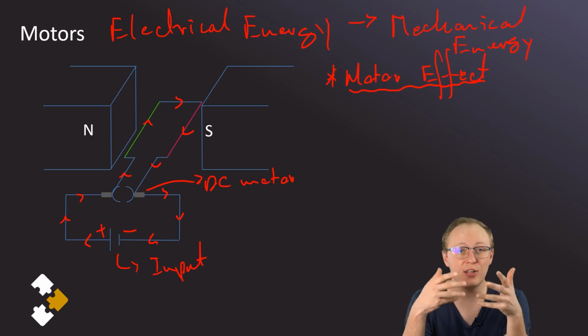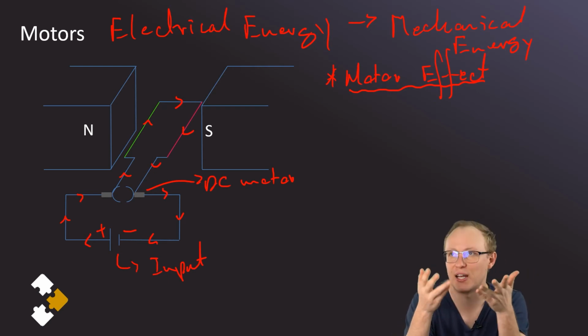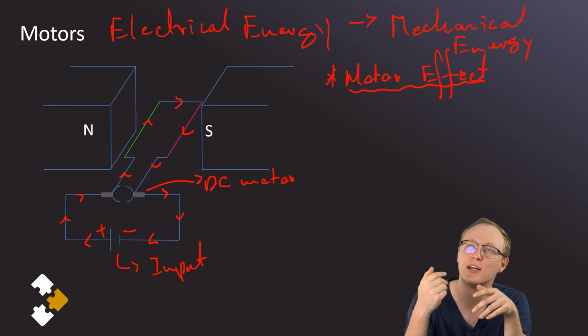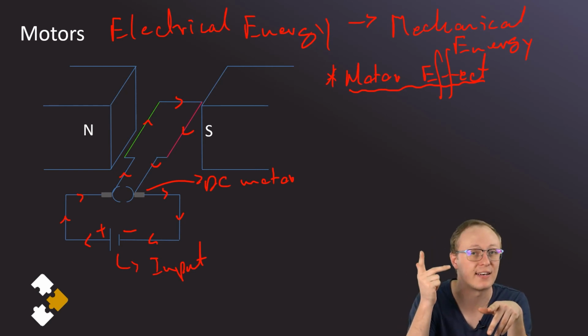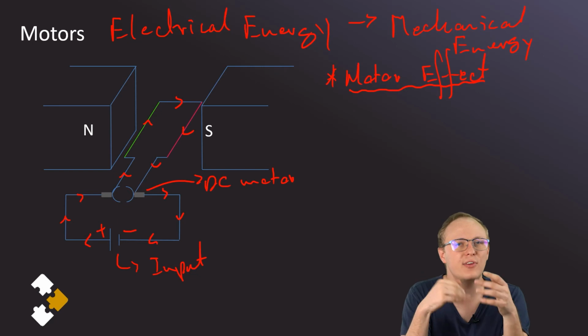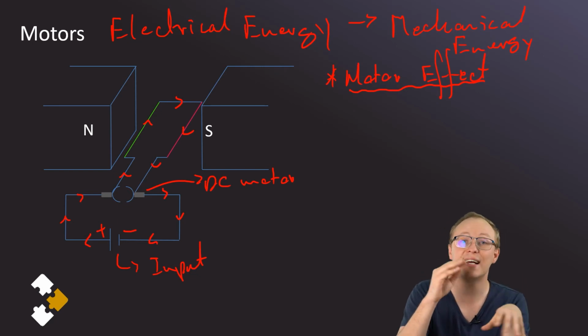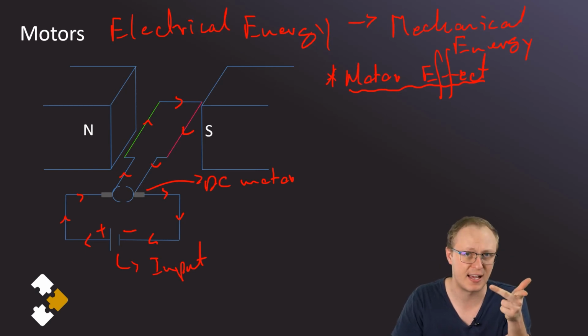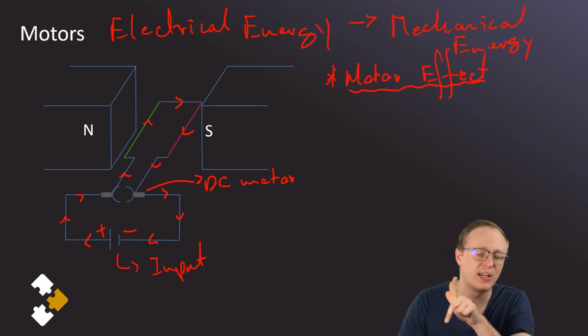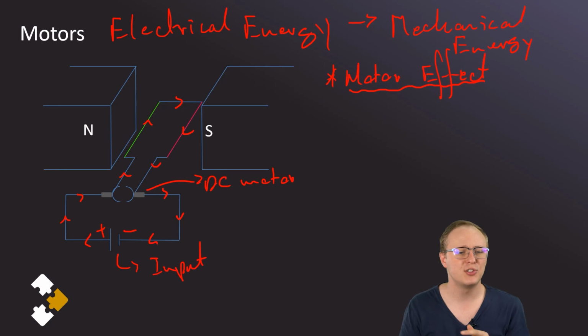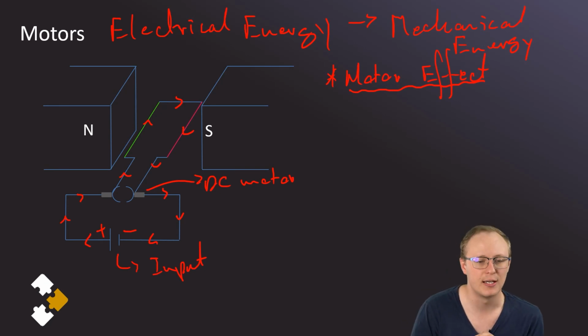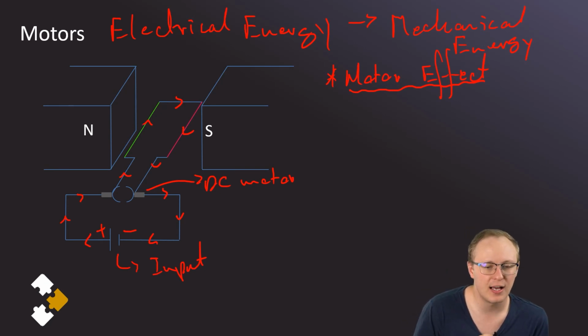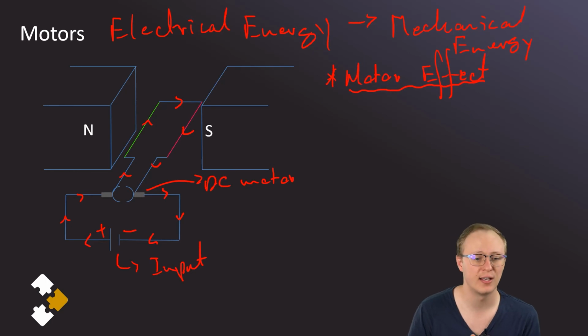Whenever you have motion and you get out electricity, right hand, that's a generator. But whenever you input electricity and as a result you get motion, that's going to be the left hand. So for the left-hand motor rule, we have to do the same thing that we did previously. We've got to look at a particular side. I'm going to pick the green side.